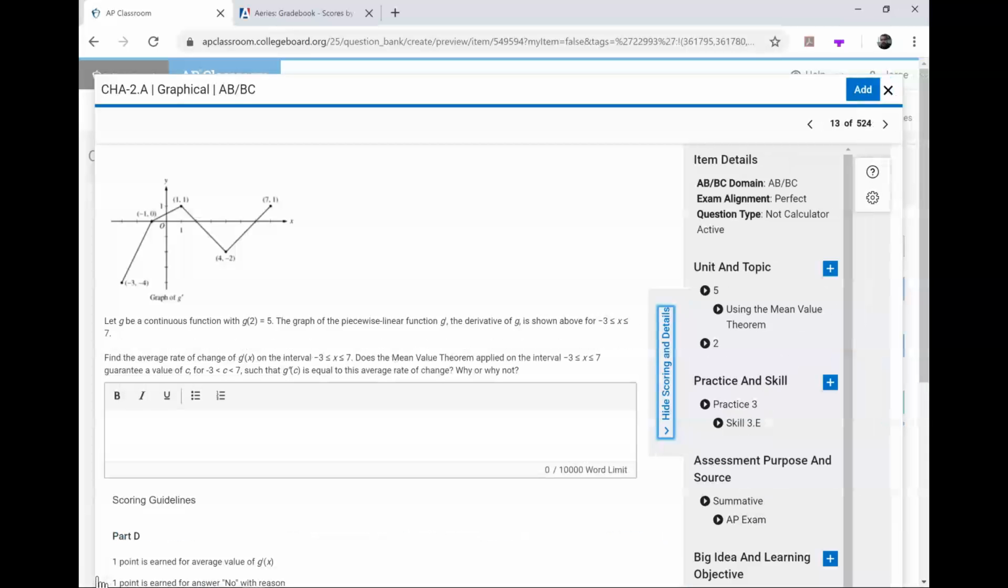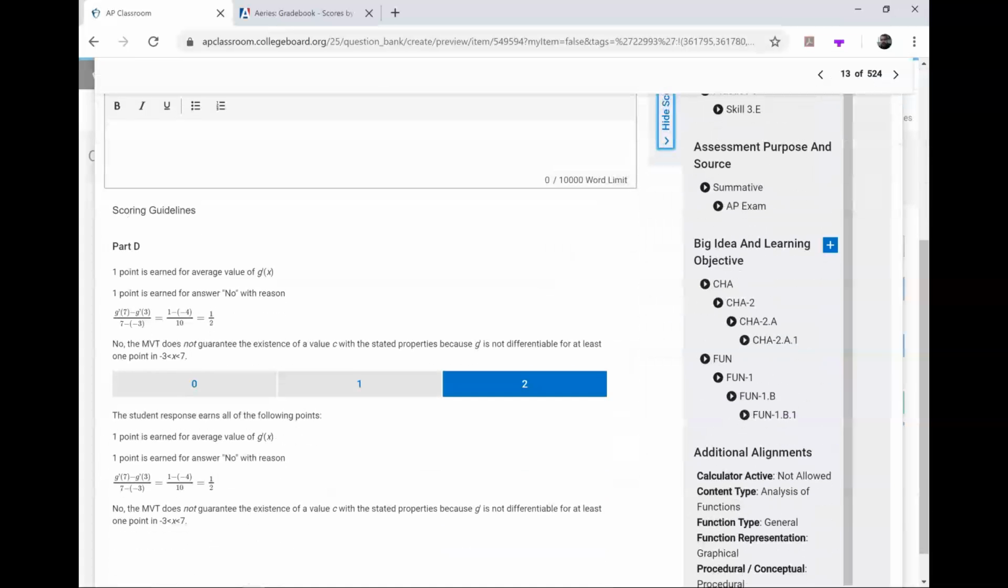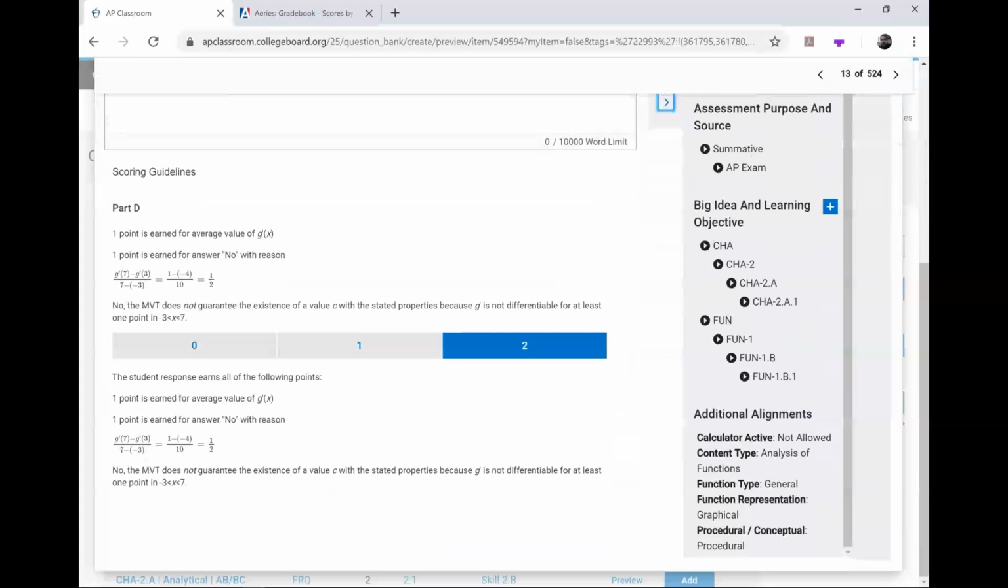If you click on scoring details, it'll tell you this is topic 5 and topic 2, specifically using the mean value theorem. And if we move up a little bit right here, it'll show you this was part D of a problem. And this is the way you would do it.